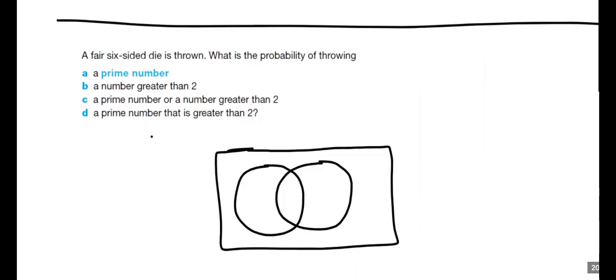Prime numbers. So let's call it P for prime and T for greater than 2. Okay. So P means it's a prime number. T means it is more than or equal to 2. No, more than 2. Okay. So on a six-sided die, what should I put here? What should I put here? And what should I put here?